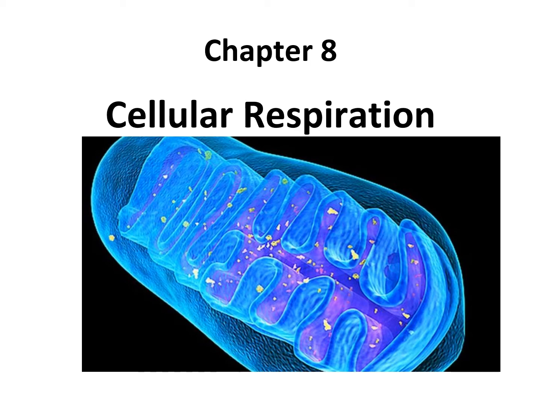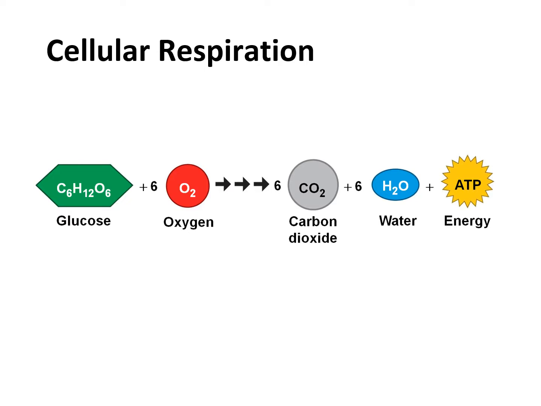This is the lecture for Chapter 8, Cellular Respiration. This is the overall equation for cellular respiration. And the main purpose of cellular respiration is to take glucose, a high energy carbohydrate, and use that energy to produce ATP. So that is the overall purpose of cellular respiration.